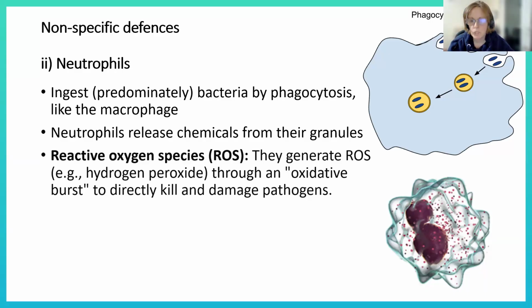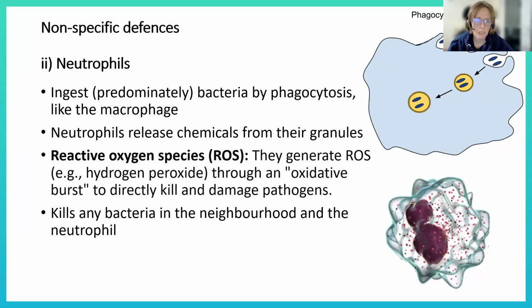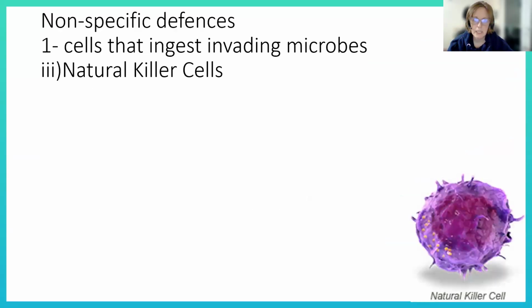And it's these reactive oxygen species. You know, when people say you need a diet that's rich in antioxidants, like green tea and blueberries, those are things that soak up reactive oxygen species, because they're not very good for our body either. But reactive oxygen species like hydrogen peroxide can directly kill and damage pathogens, and they will kill any bacteria that are even in the vicinity of that neutrophil. They're pretty nasty.